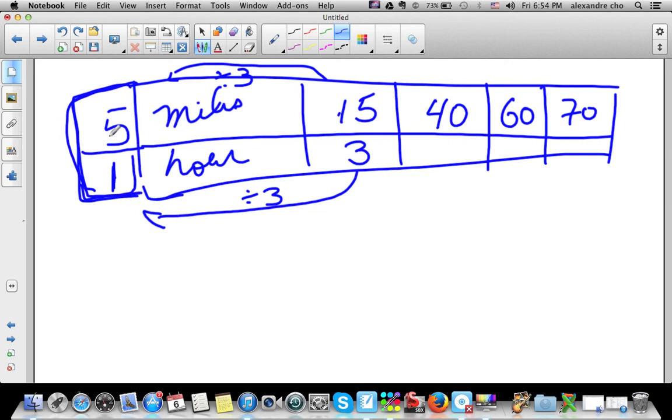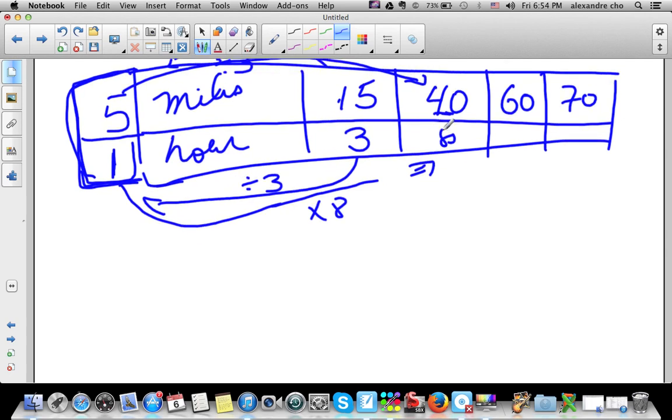So from 5 to 40, it's a growth of times 8. So the bottom from 1 to this box right here has to be the same growth of times 8, giving us 8.